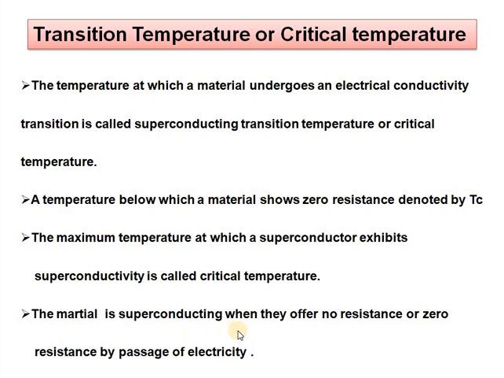The material is superconducting when it offers no resistance, or zero resistance, to the passage of electricity. As the temperature decreases, resistivity also decreases and conductivity increases. By this phenomenon, at a certain temperature the resistance of the metal almost drops to zero and it enters the state of superconductivity. This temperature is called the transition temperature or the critical temperature.